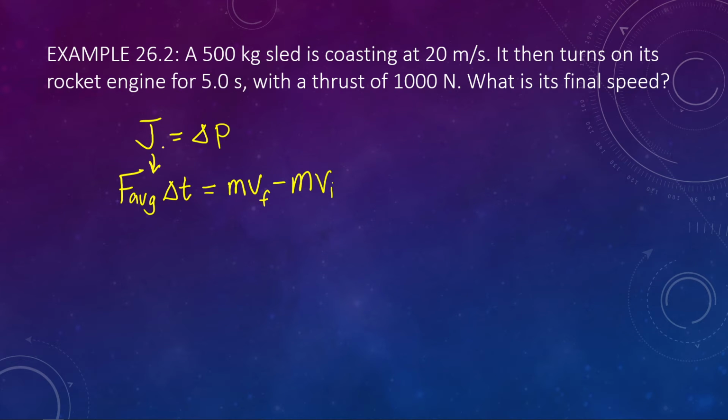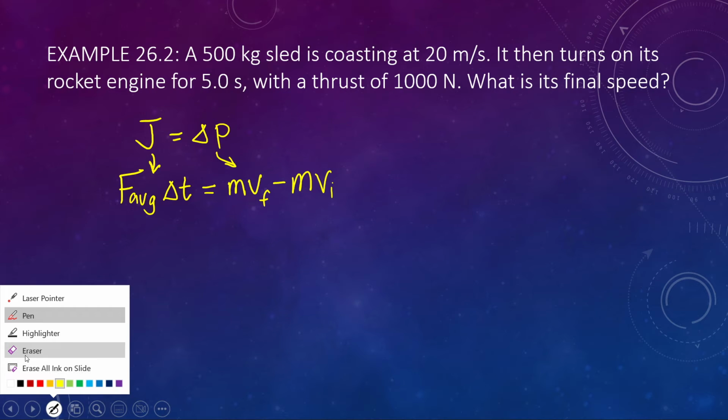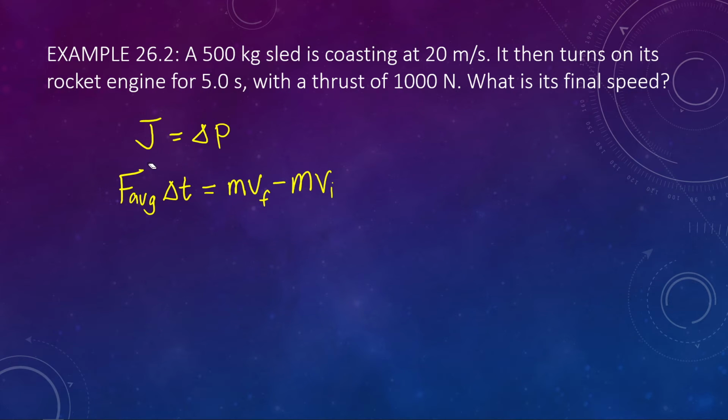So impulse is F average delta T. Delta P is MV final minus MV initial. So this is kind of like the real form of this equation. J equals delta P, sure, but in terms of everything else, we have F average delta T equals MV final minus MV initial.